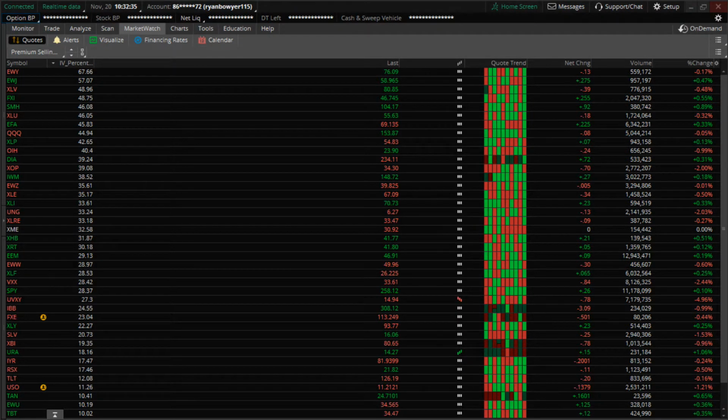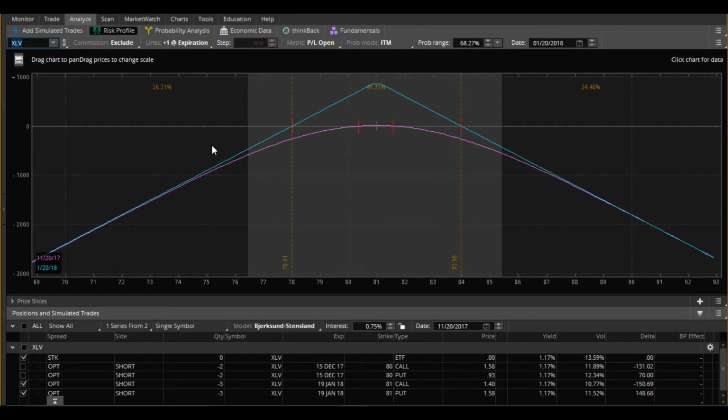Okay, so as you can see, EWY is at 67, EWJ is at 57, XLV is at 48, and FXI is also at 48. When I entered the trades at the beginning of the day, we were right at 50 for XLV and FXI, and so they have retraced a little bit. However, that is exactly why I went ahead and entered these trades. Okay, so let's move on and take a look at the risk profiles for each of the 4 trades that we entered into today.